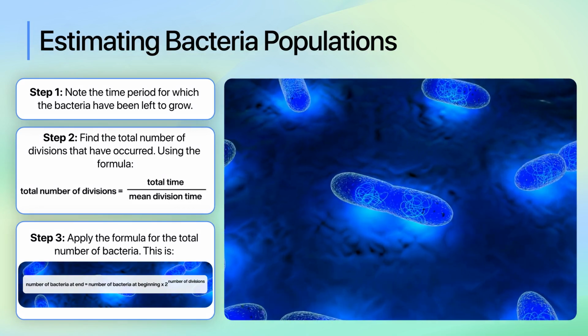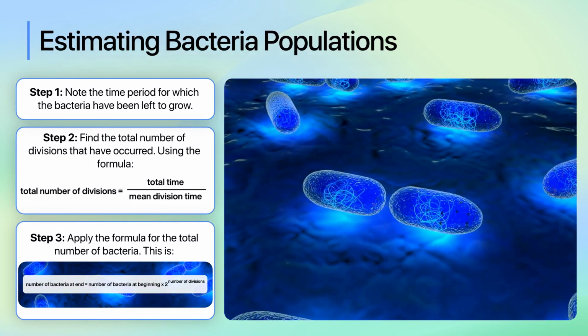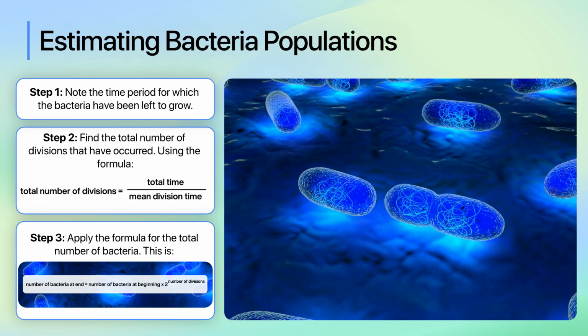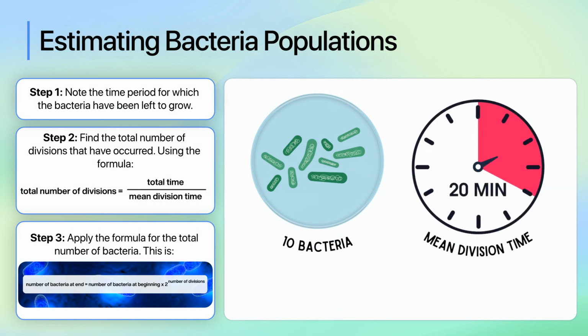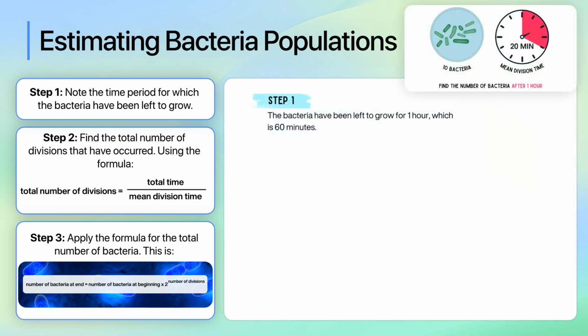Now that we understand the step-by-step process, let's go through an example together. If you start with 10 bacteria and the mean division time is 20 minutes, how would we find the number of bacteria after 1 hour? Step 1 is to identify the time period for which the bacteria have been left to grow. In our case, this is 1 hour, which is 60 minutes.